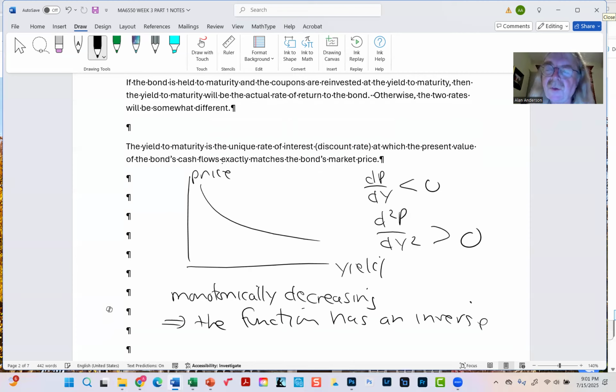And how do you find that inverse? Well, we're going to see how that works, but the root finding techniques we saw last time can be used to do this. So if you know the price, that uniquely identifies the yield. If you know the yield, that uniquely identifies the price. So it goes both ways. Okay. So the yield is this number here at which the observed market price equals the present value of your bond's cash flows. Okay, so it's a very interesting idea.